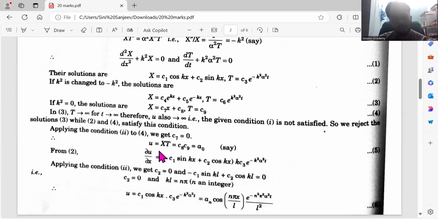Then I'll take u is equal to what? XT, correct? And this C8 and C9 is there, right? C8, C9 usually XT. X is this, correct? And T is this. And this C7 is there, no? That I'm making as what? 0. That is the initial boundary condition I'm applying in this. This I'll make it as A naught.